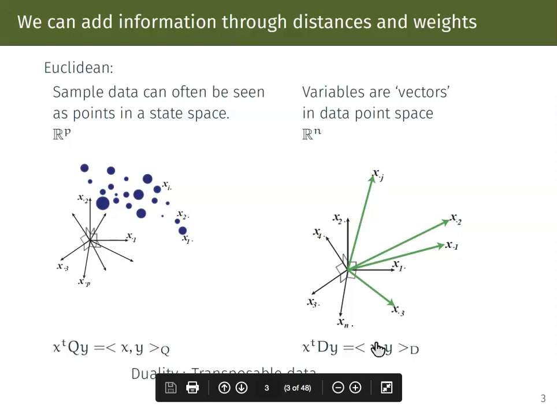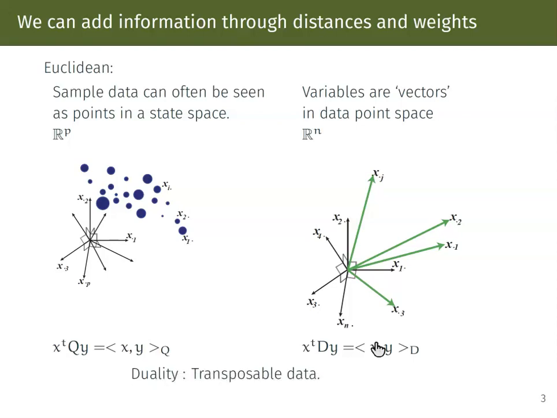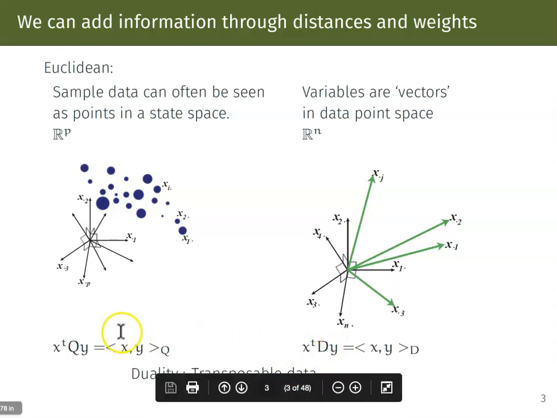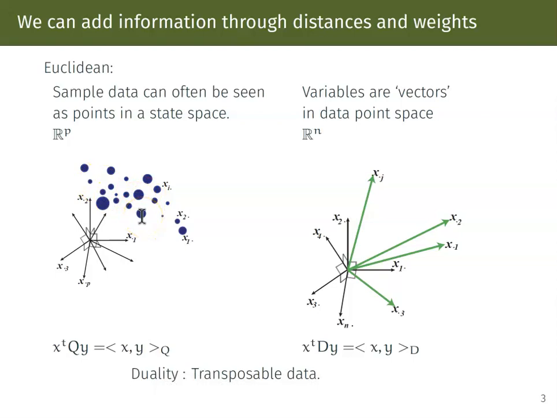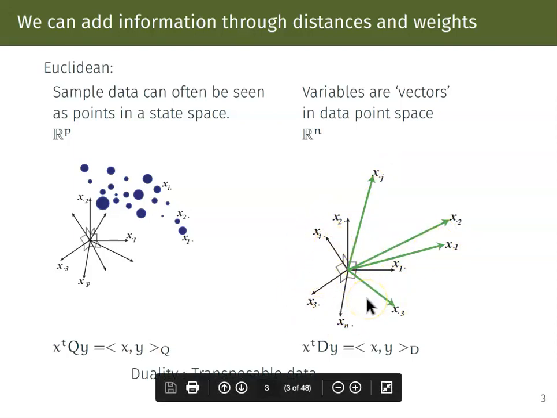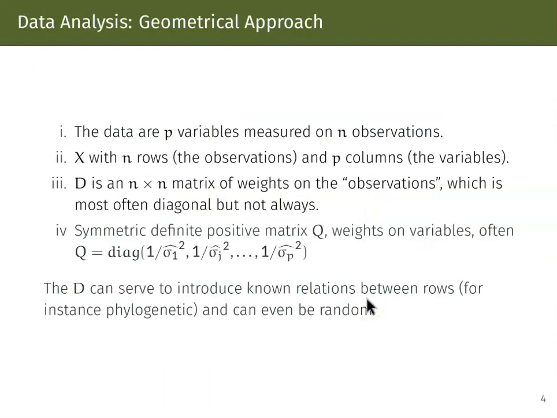So we often add distances through weights, and we have inner products. So we have two geometrical spaces. Here we have the observations who actually have different weights, and that's possible. Here we have the variables as they appear in the space of observations. So one of these perspectives is the dual of the other. So we have data with p variables and then observations.